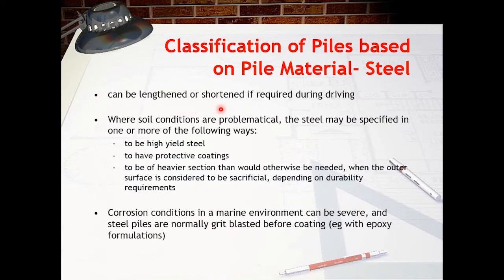Steel pile can be lengthened or shortened if required during driving. Where soil conditions are problematical, the steel may be specified in one or more of the following ways. To be high yield steel, to have protective coatings, to be heavier section than would otherwise be needed when the outer surface is considered to be sacrificial depending on durability requirements. Corrosion conditions in the marine environment can be severe and steel piles are normally grit blasted before coating. For example, we can coat using the epoxy formulation.